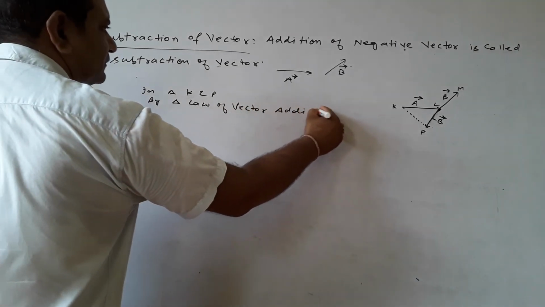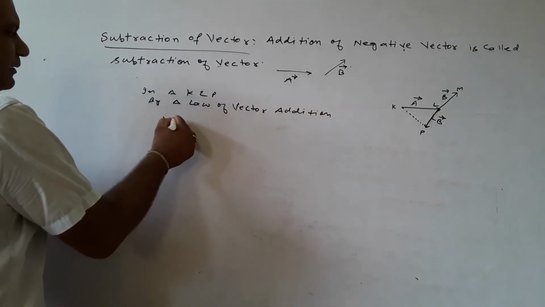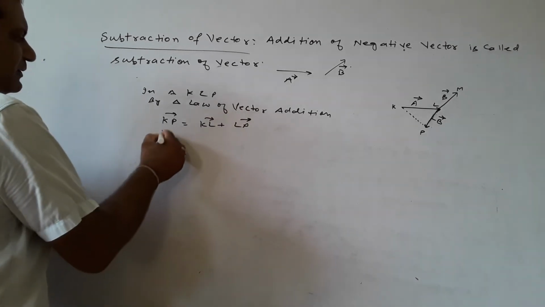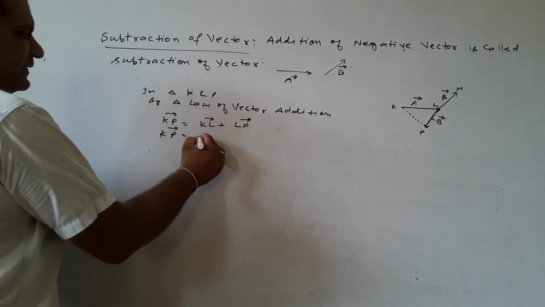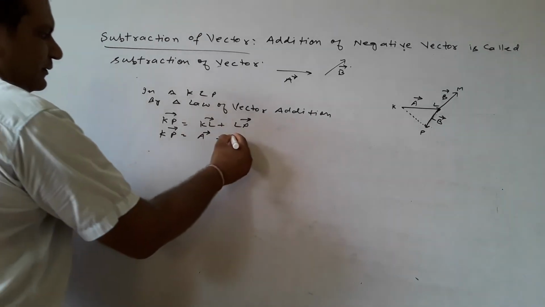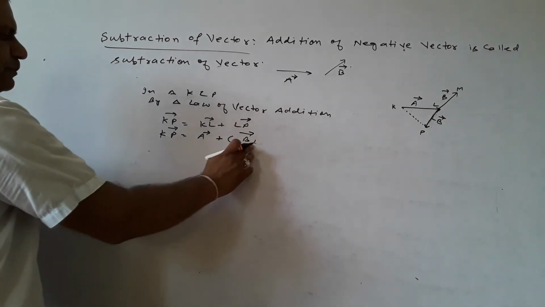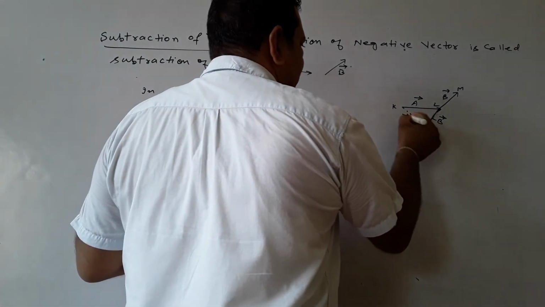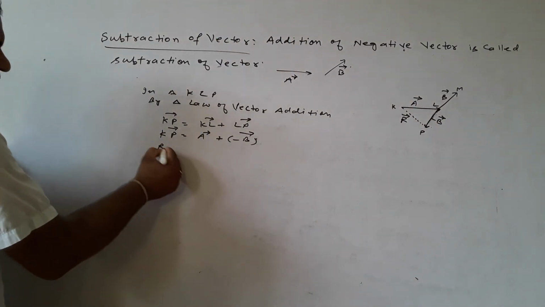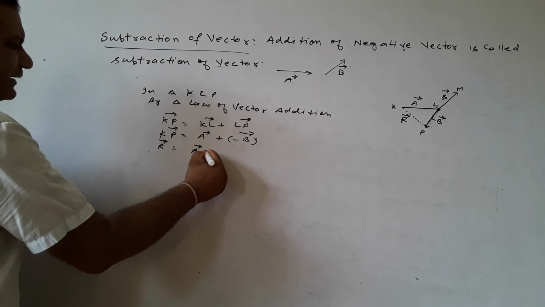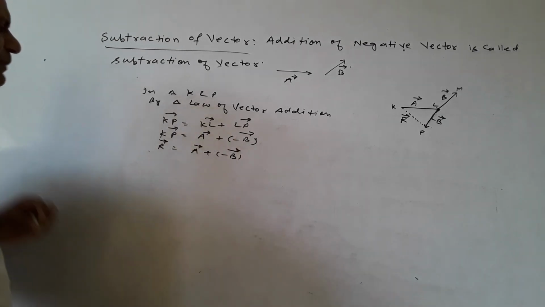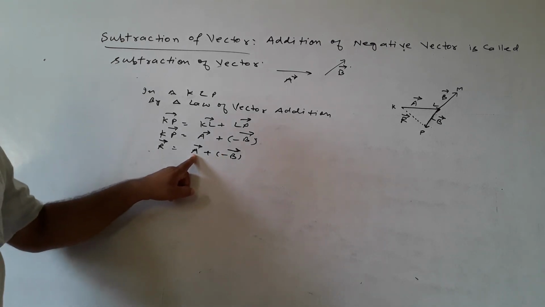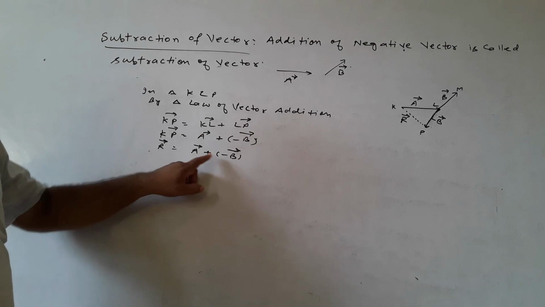By triangle law of vector addition, we can write KP is equal to KN plus LP. So KP is equal to vector A plus LP, which is minus B vector. So we can say this is the resultant vector R, and R vector is equal to A vector plus minus B vector. So we have added the negative of the vector B to the vector A. So this is called subtraction of a vector.